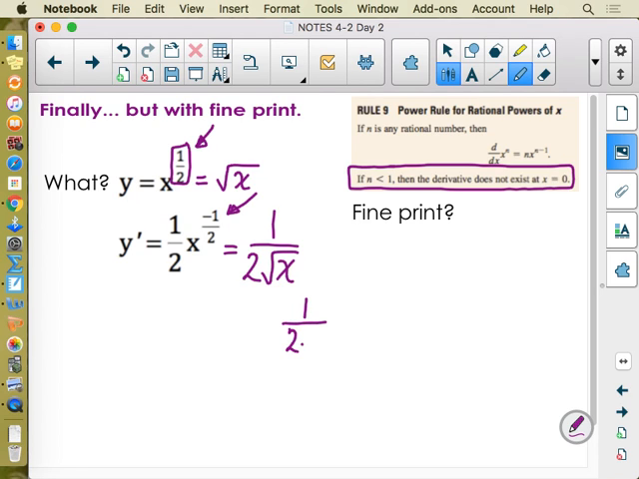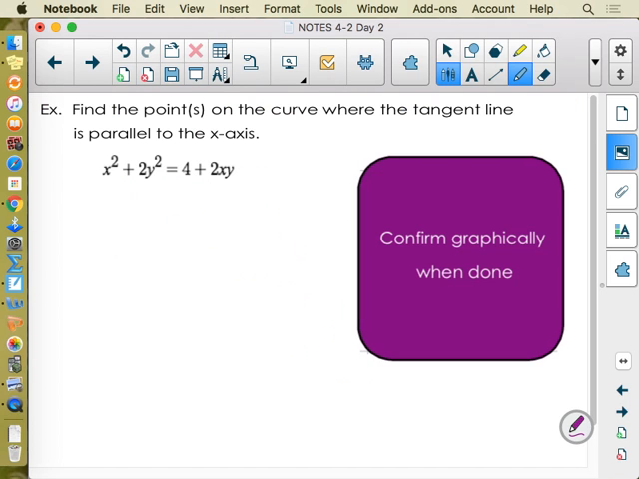So we need to keep in mind that this is not differentiable at x equals 0 once the derivative has a power that's less than 0. Okay. So if the power that we start with is less than 1, then the derivative does not exist when x is 0, and we just need to keep that in mind. So when we evaluate that, we realize it would cause the denominator to be undefined.